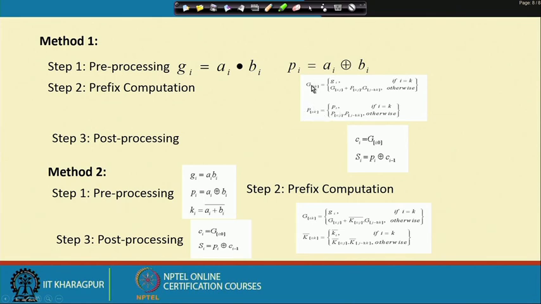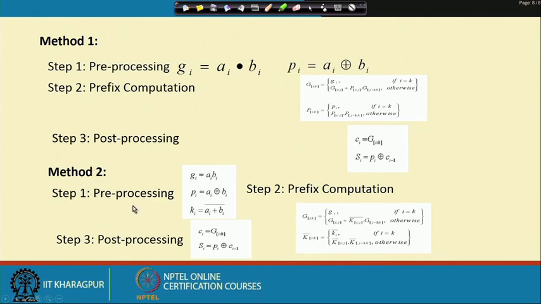Then for P, we follow another equation: for i equals k it is P_i, otherwise it is P_ij dot P_(j-1)k. Once the prefix computation is done, we go for post-processing to calculate the final carry and sum bit. The carry C_i is G_i0 and the sum is P_i XOR C_(i-1). This simple logic generates the sum and carry for each stage. If I consider 7 bits, this varies from 0 to 7.